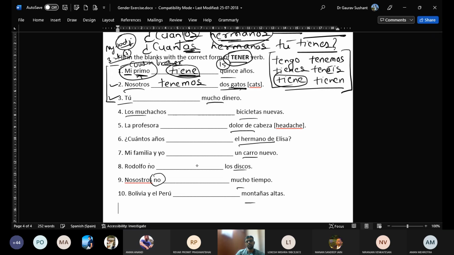Very good. Number three. And third is tú tienes mucho dinero. Tú tienes mucho dinero. You have a lot of money. Exactly. So mucho is a lot of. So you can all note down these words, which are new. Mucho is a lot of. There is something more I will explain you about mucho later on. So subject was tú. Accordingly, I have to use tienes. Thank you. Let me come to some other person.